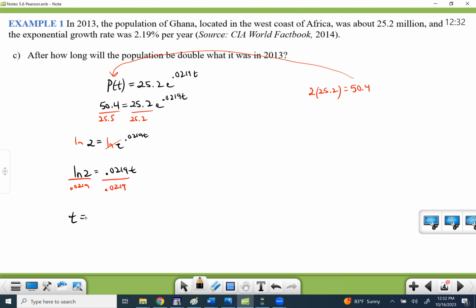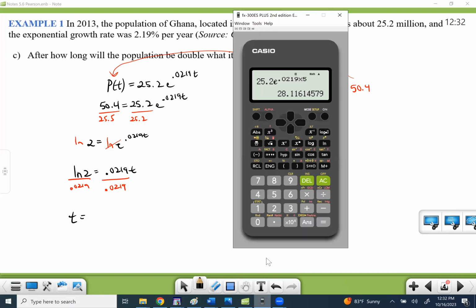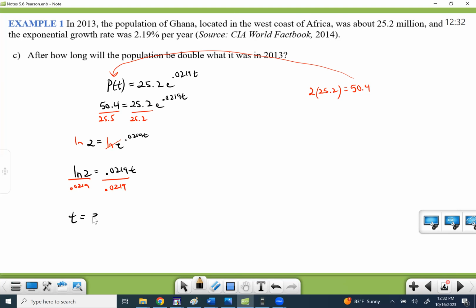All right, so let's go to our calculator to get this. We have natural log of 2 divided by 0.0219. So we have 31.6, it looks like. Let me go back and double check. Yeah, 31.6. Okay, so approximately what? 32 years there? These are all approximations. We're going to be doing a lot of rounding today.